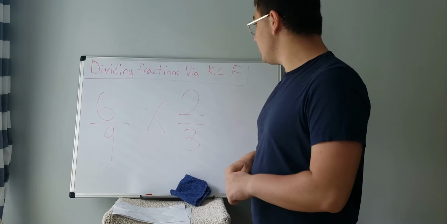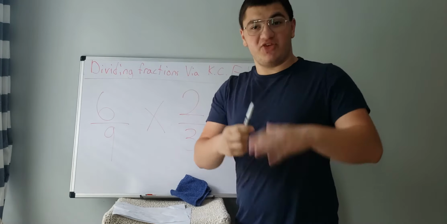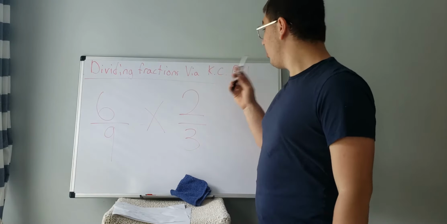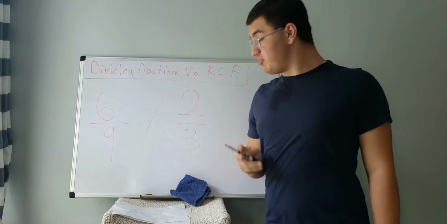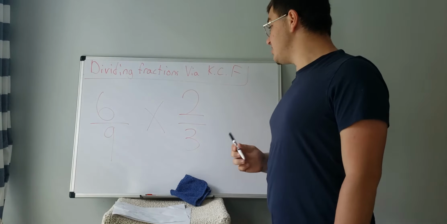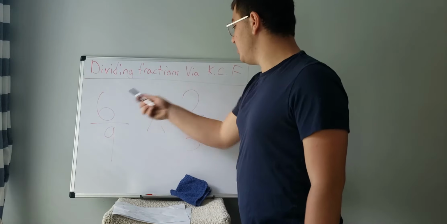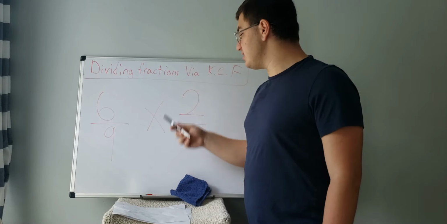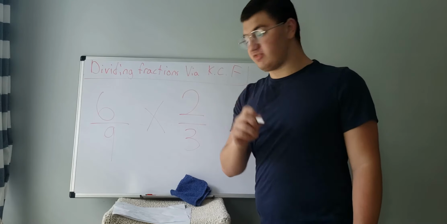Okay, so without further ado, let's get started. Dividing fractions via K.C.F. So recall that K.C.F. again stands for keep, change, flip. That stands for the three things. Each one is a step to each one of the 6/9, the multiplication, and the 2/3. We each put a letter underneath it to help us figure it out.